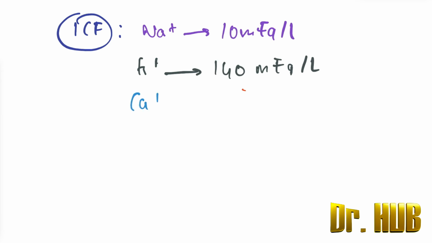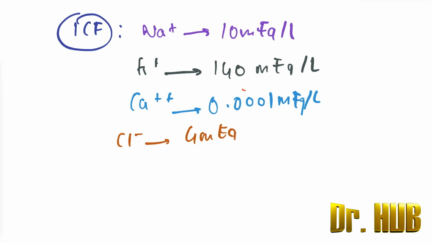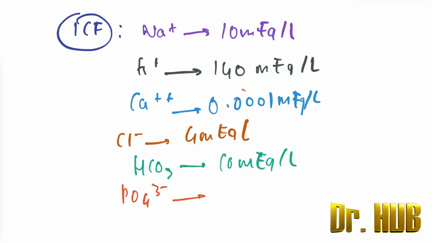Then comes calcium. The calcium in intracellular fluid is very minimal, that is 0.0001 milliequivalents per liter. And looking at chloride, the chloride is 4 mEq per L. Then HCO3 is 10 mEq per L. Then comes the phosphate, the PO4 3-, which is 75 mEq per L.